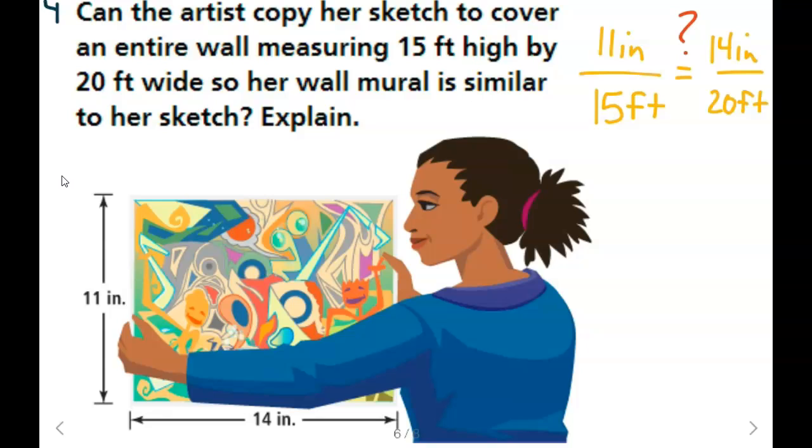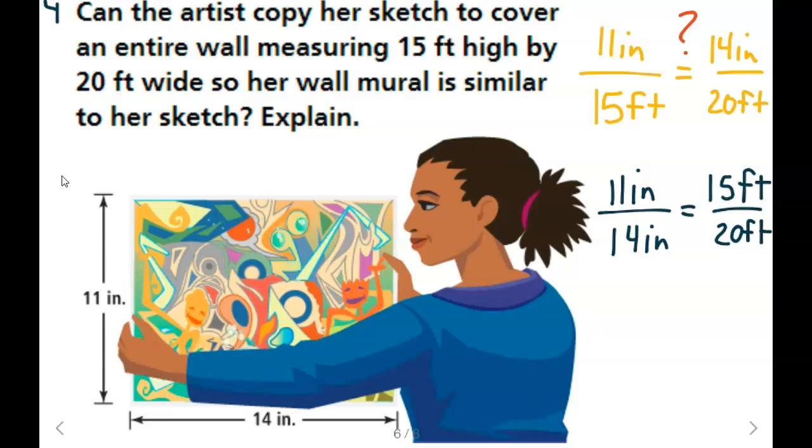Another way that we could write this is 11 inches, the smaller side compared to the bigger side, and then the smaller side to the bigger side on the other one. What's nice about this version is then you can go ahead and divide out the units. Inches divides out, feet divide out, and so now we can just focus on the numbers. So one of the ways you can solve this is cross multiply. 20 times 11 is 220. And then 14 times 15, I believe, is 200. Or sorry, 210.